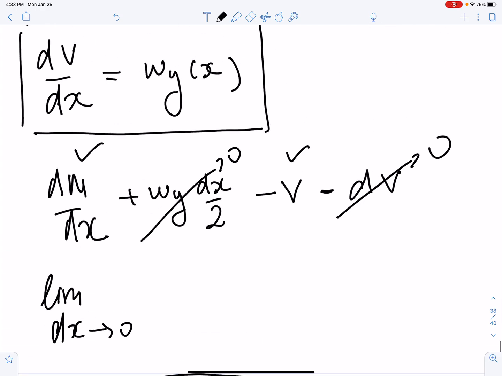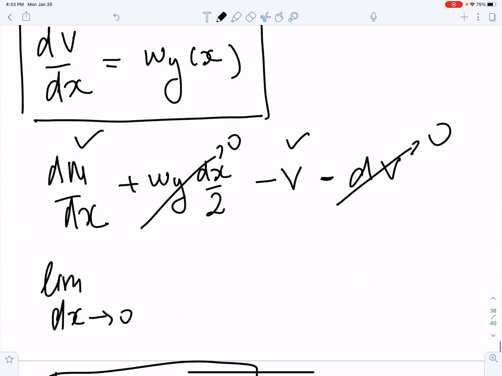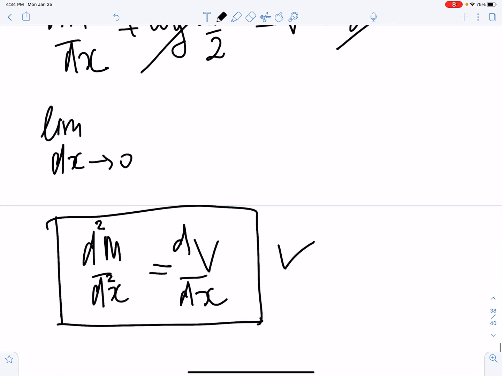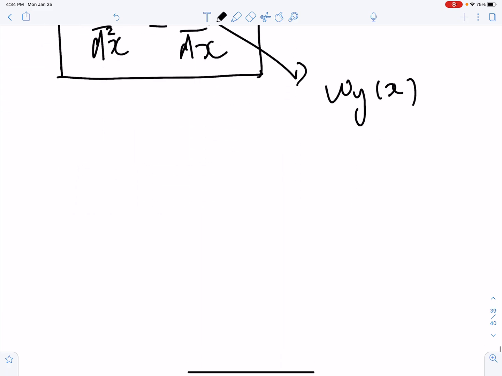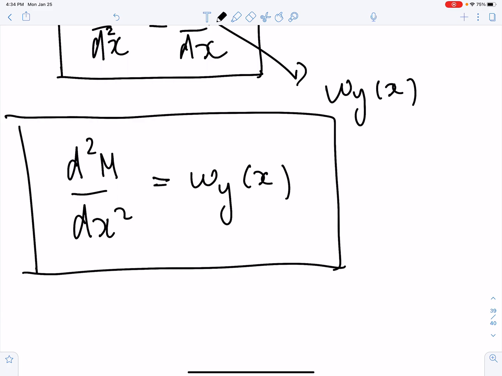So the rate of change of V, dV/dx, is a distributed load, and then the rate of change of the moment is the vertical force itself. So what I can do is use this expression and this expression, differentiate again, and I get d squared M over dx squared, because this becomes d/dx. Then I look above, and I replace this with wy of x, and arrive at one governing differential equation: d squared M/dx squared equals wy of x. So the second derivative of the moment is balanced out by the distributed vertical force.